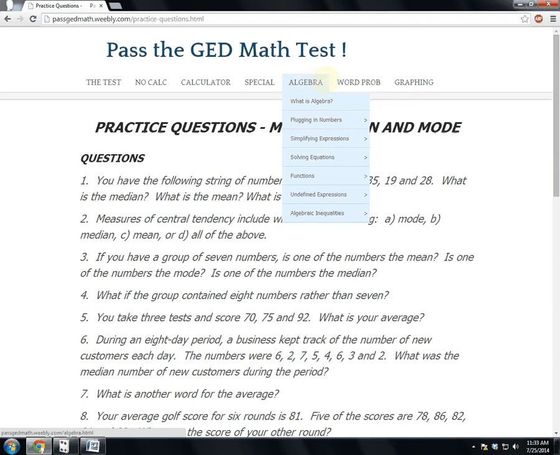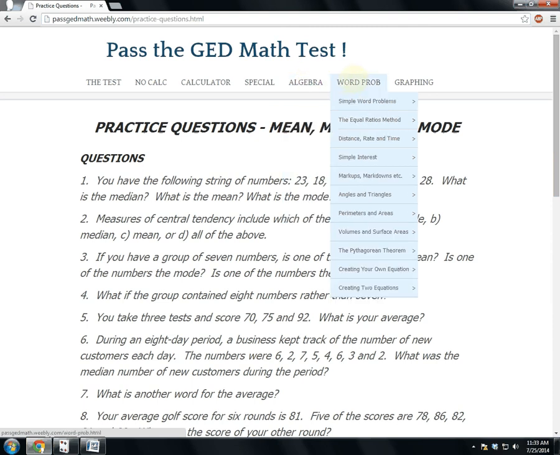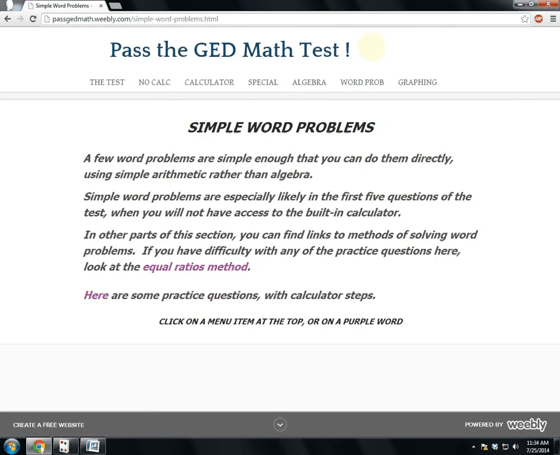Now I want to look more closely at the word problem section, because many of the questions on the test will be word problems, and these word problems will be of three types. There will be simple word problems, there will be standard formula word problems, and there will be other word problems. A few questions will be so simple you don't need algebra. For example, you have 10 cookies and eat 3. How many are left? Subtract 3 from 10 and get 7.